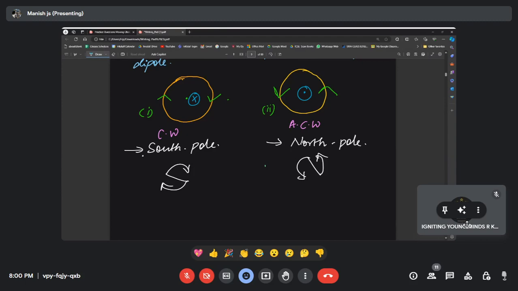Can anybody tell me? This is a simple thing only. Yes? Cross and dot in magnetic field. You can volunteer. It's okay even if you don't know. Just give it a try. Sir, cross inside, sir. Yes, cross will represent magnetic field inside the plane of paper. Okay.